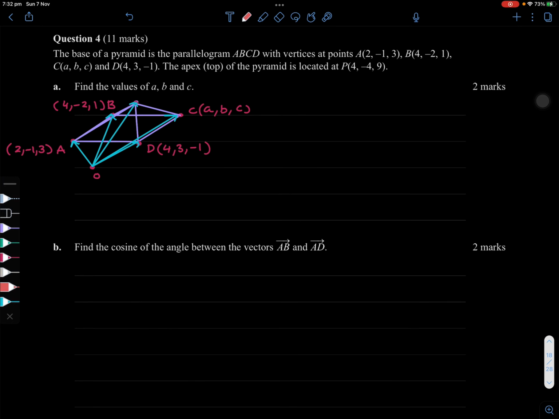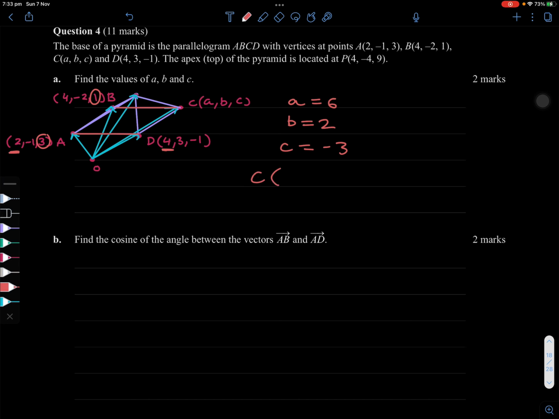So it says find the values of A, B, and C. Now looking at the diagram we just drew, this side is parallel to that side, right? So if the difference between this I component and this I component is 2, that means the difference between that I component and that I component should also be 2. So that means A is equal to 6. Now, looking at the J component, -1 to 3, it's 4 higher. So similarly, B should be 4 higher, so B should be 2. And then finally, looking at the K components, 3 and -1, -1 is 4 less, so C should be 4 less than 1. So C is equal to -3. Okay, so C has the coordinates, or the vector, C is 6, 2, -3.